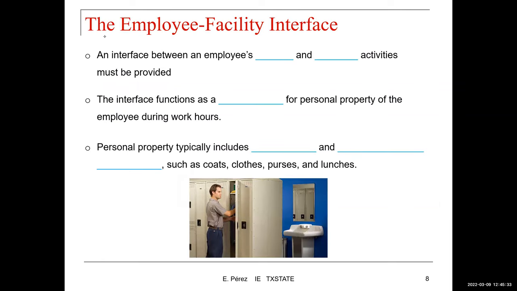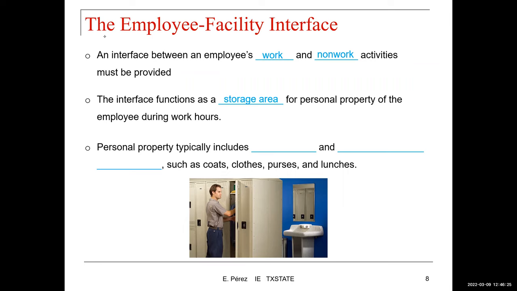So what is the employee facility interface? Again, the staff: you, as an employee, go to the facility and you're going to be interacting with different systems. Maybe you will not notice, but those are systems that are in place so you can go to work and perform as expected. So an interface between an employee's work and non-work activities must be provided. There are companies that are taking this to the next level, especially IT companies, providing more things so that people can feel at home when they go to work and don't want to leave the facility. But that's not always the case. We still have to provide those areas in which the employee is going to interact with the facility.